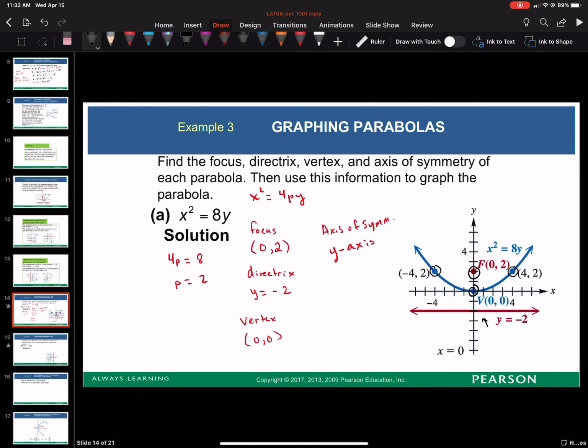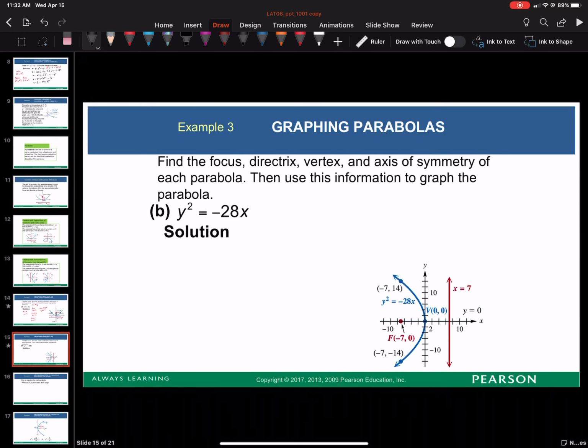All right, let's look at this one. A sideways parabola, because it's y squared. So we got y squared is equal to -28x. So this one should open up from the left. Now, we still got to do what? For 4p is equal to -28. Right? So we will get what? p is equal to -7.